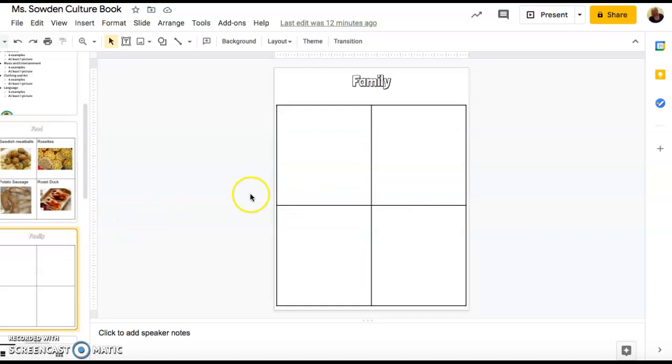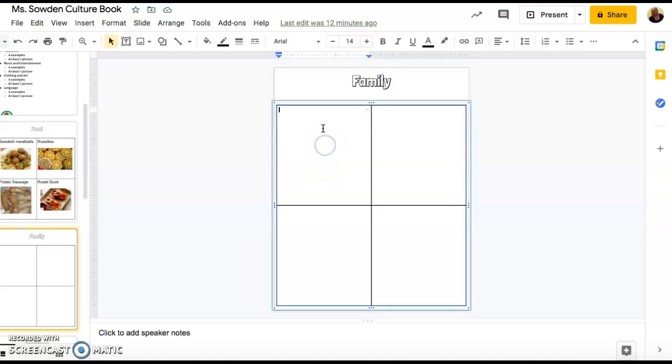Today we're going to work on the family slide. And after watching the video, you learned about different kinds of families and what a family is. And so thinking about my family, for me, I live alone. However, I do have a roommate. So my roommate is one person that I share my home with. So I'm going to make that a little bit bigger.